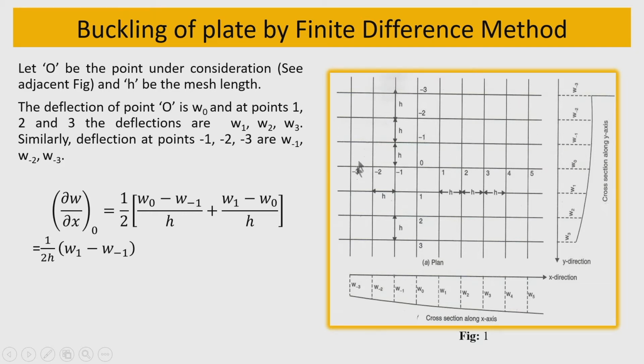is divided into several divisions, and for simplicity I am taking equal mesh size in both directions x and y, but it may be different also. For example, here in the x direction I am taking h, and in the y direction it is also h, but it may be, say, h in the x direction and h1 in the y direction, but equal mesh size is suitable for a plate which is square in shape.